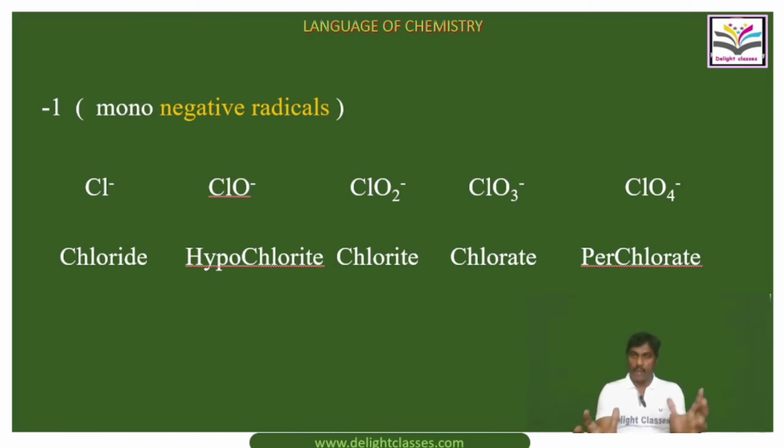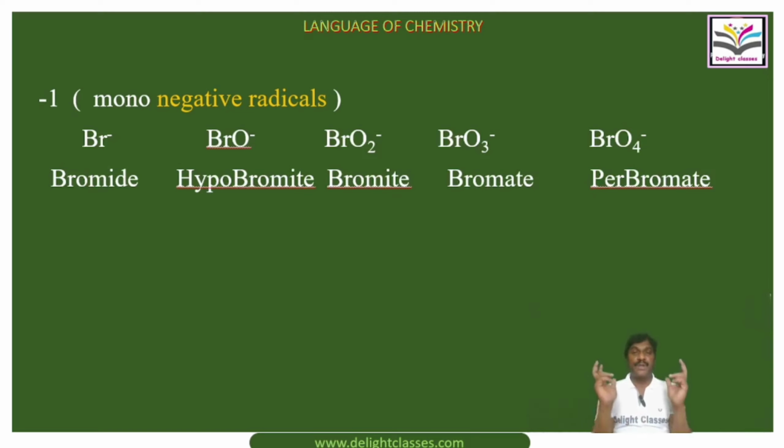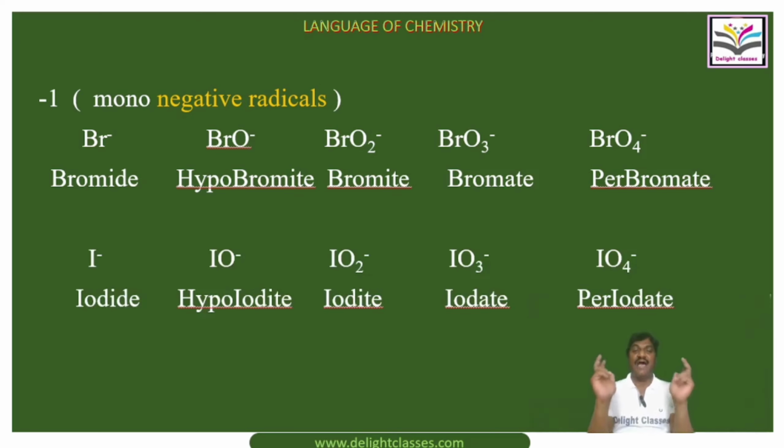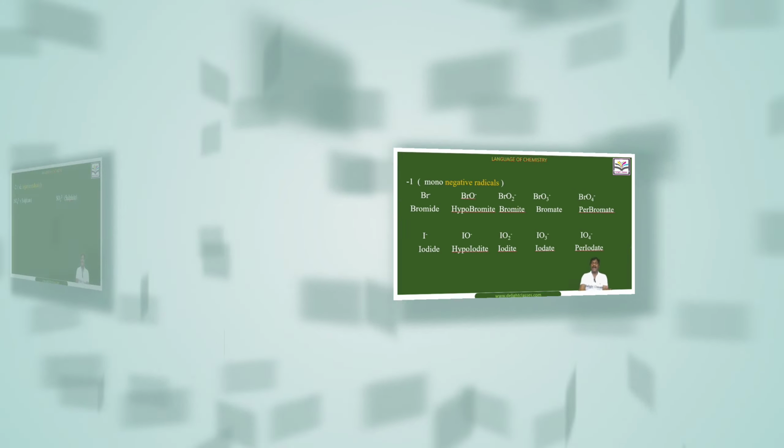Now instead of chlorine, if there is bromine and iodine, are you going to say? Yes, we'll see now. That is bromide. Yes, repeat along with me. Bromide, hypobromite, bromite, bromate, perbromate. Super. Now the second one is iodide, hypoiodite, iodite, iodate, periodate.